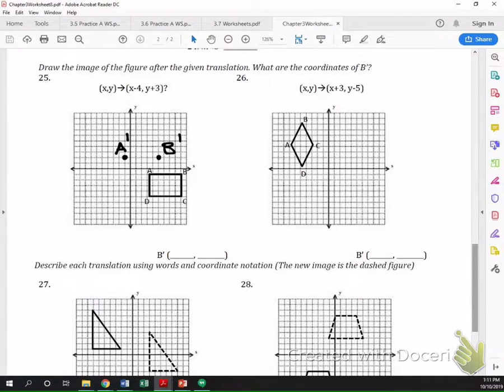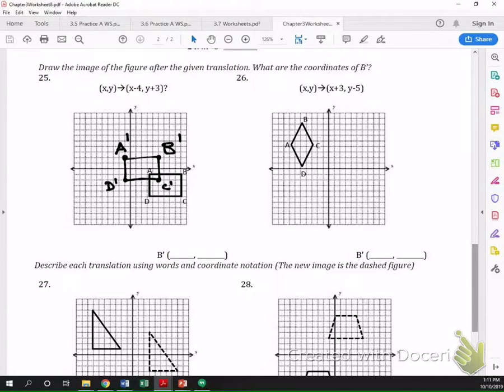Go left 4, go up 3. 1, 2, 3, 4. 1, 2, 3. All right. Now, connect those. You should have a figure that looks like the original. It's just moved left and up.